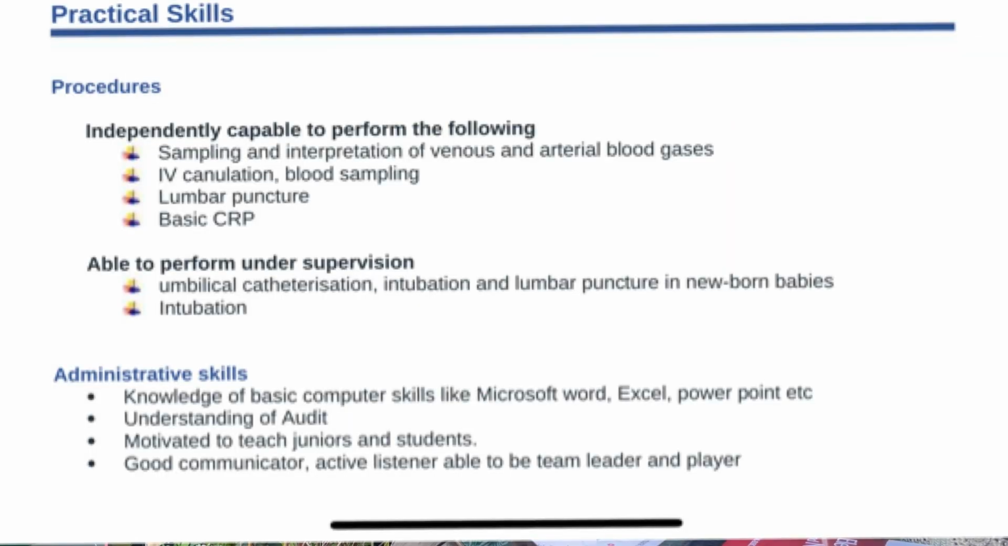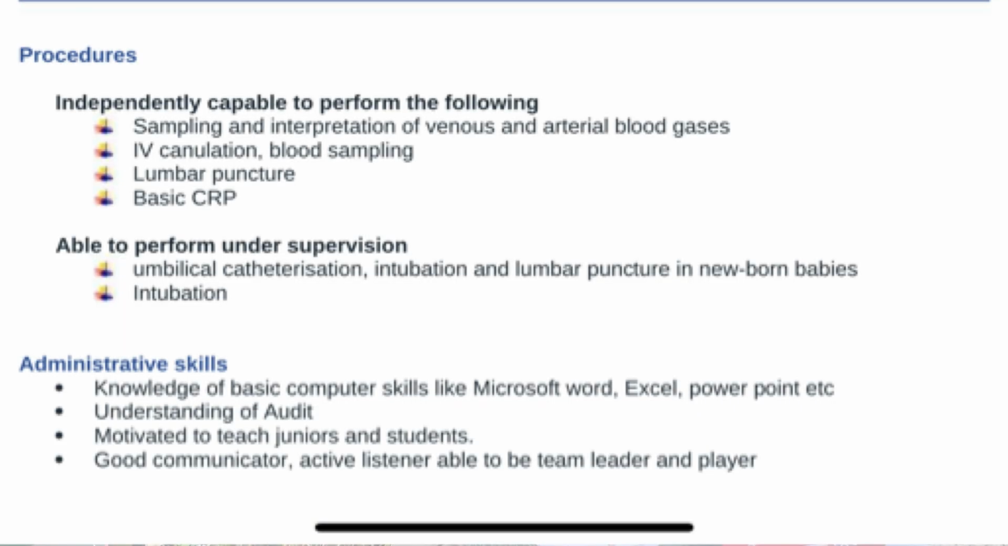For example, I have written about IV cannulation, blood sampling, interpretation of blood gases, lumbar puncture, and basic life support, and then under advanced procedures, if you want, you can write intubation and umbilical catheterization. I have also written a few points about administrative skills. These skills go hand in hand with our everyday work, so it is good to enumerate them separately. For example, basic IT skills, basic communication skills, understanding of audit, and motivation for teaching. So this is how I have written it.